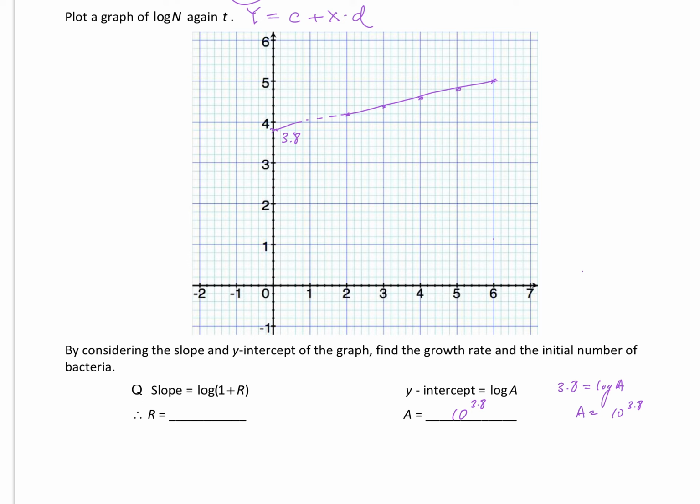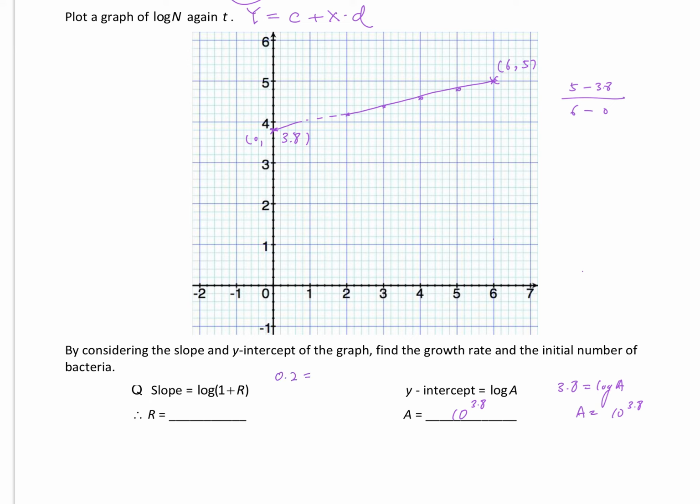How about the slope? The formula of the slope is (5 minus 3.8) over (6 minus 0). I use these two coordinates. This coordinate is 6 and 5, and the second coordinate is 0 and 3.8. So we can find the value of the slope. The answer is 0.2.